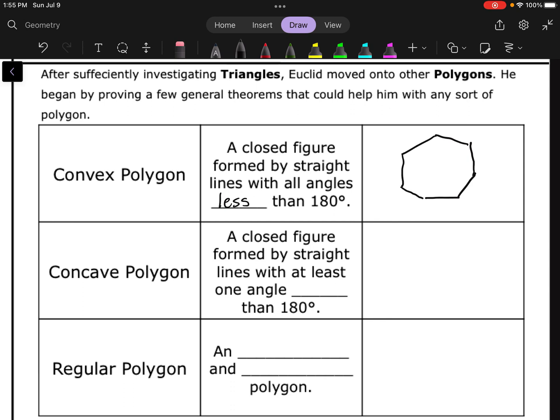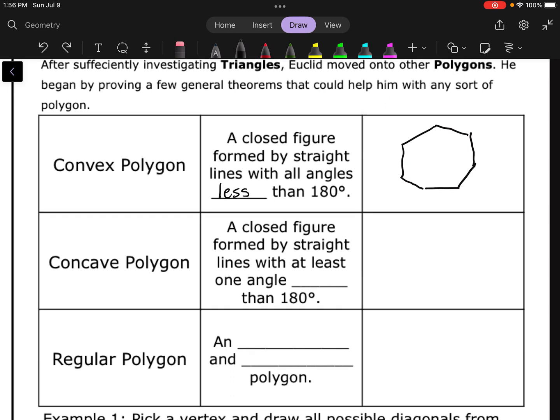Now, all of our angles here are less than 180 degrees. They might be different, but we can say that they are all less than 180 degrees. There's nothing that opens up more than 180 degrees. No obtuse angles.